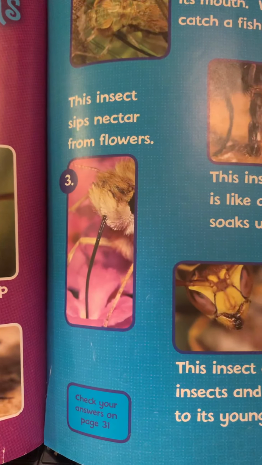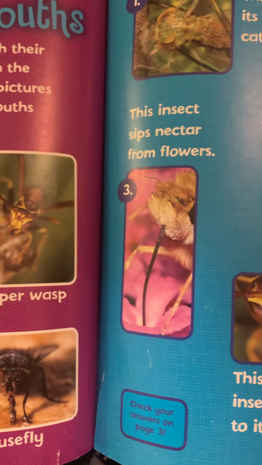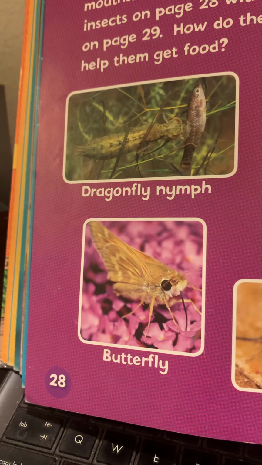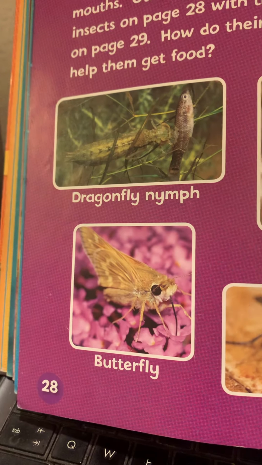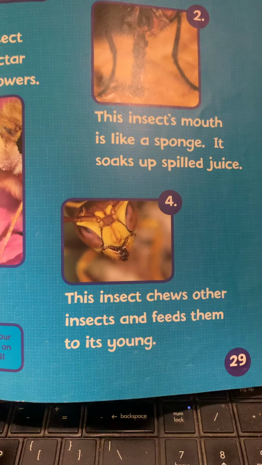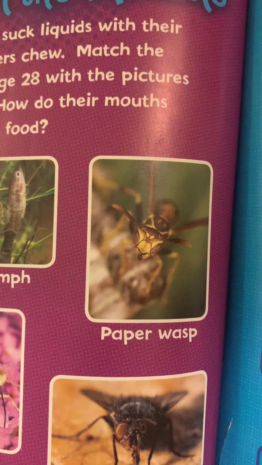Number 3, this one sips nectar from flowers. Well, it has to be a butterfly because there it is on top of a flower. And it sort of rolls out its mouth and sucks up the juice. This one chews other insects and feeds on them. That's the wasp, because you may have seen it do that.